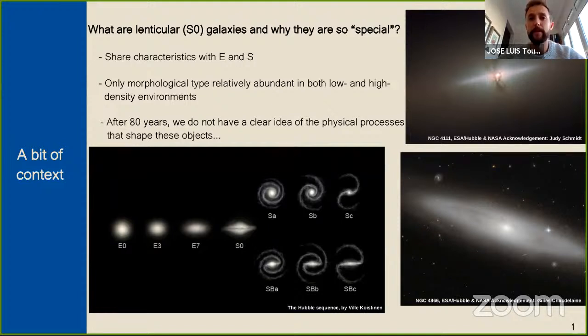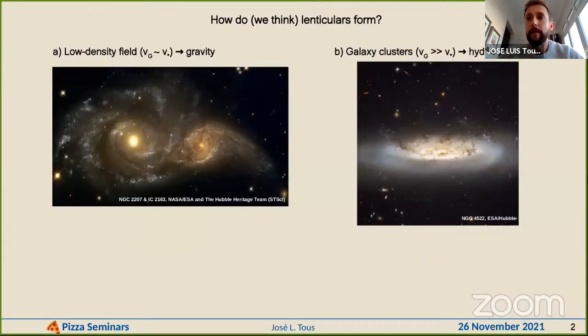But what really makes these objects so interesting is that they are relatively abundant in both low density environments and high density environments. And because of this, their origin could be ruled by very different sorts of physical mechanisms. Actually, this is an old debate that is still alive, because many works trying to disentangle their origin have often reached inconclusive results or even contradictory between each other. So let me present you the two typical scenarios in which a lenticular galaxy can form.